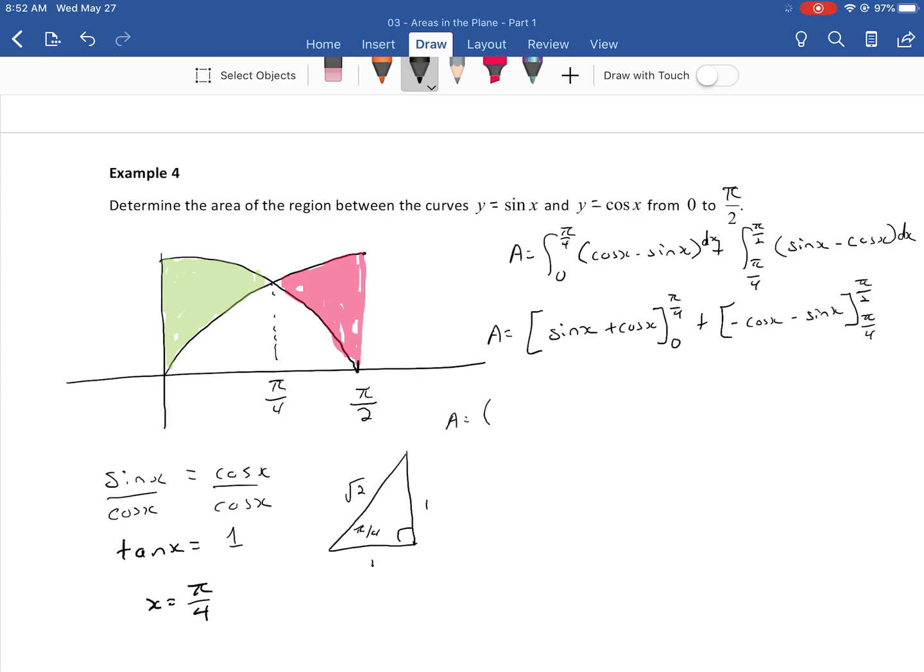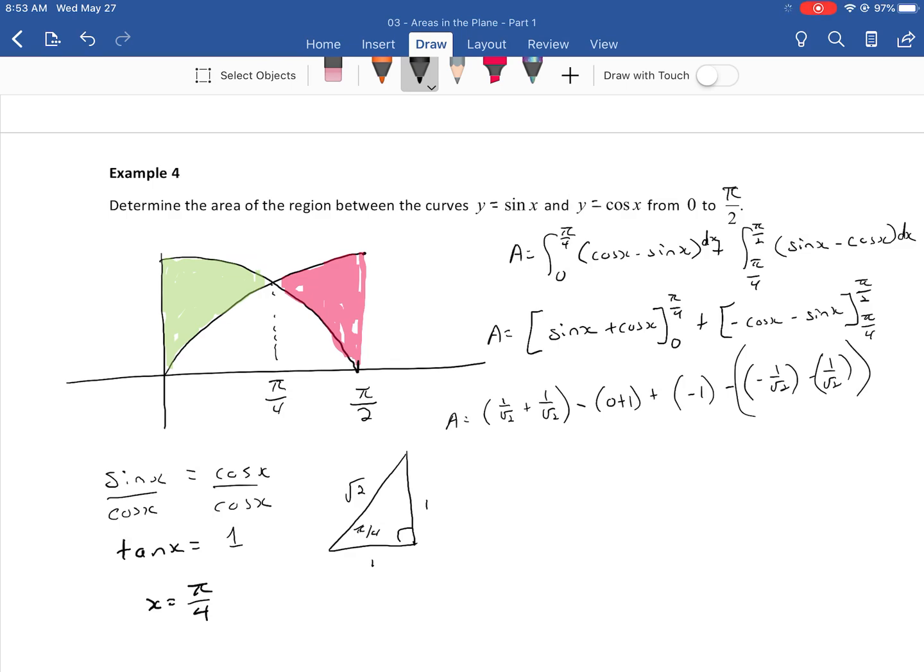So first bracket in this one, I'm plugging in pi over 4. So this is 1 over root 2, and this is 1 over root 2. Subtract. Plug in 0, I get 0 plus 1. I'll plug in 0 into each of those. Second set of brackets. Okay, negative cos pi over 2. Oh, cos pi over 2 is 0. So I get a 0. Don't worry about that. And negative sine x. Oh, that's negative 1 in that first bracket. And then subtract. When I put pi over 4 into each of these, I get negative 1 over root 2, and I get negative 1 over root 2. Subtract all of that.